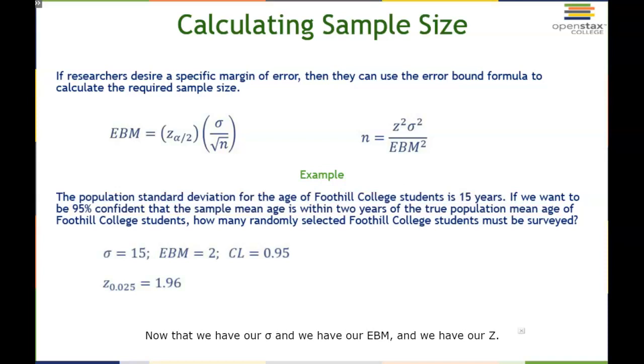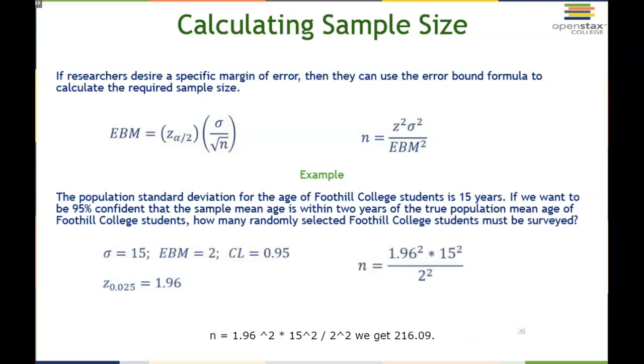Now that we have our sigma, and we have our EBM, and we have our Z, we can throw it into the calculation and figure out how many people we have to survey. N will equal 1.96 squared times 15 squared, all divided by 2 squared. We get 216.09. Now here's the thing. People do not come in 0.09 sections. Therefore, when we're talking about N, we have to talk about whole people, and therefore we will always round up to the nearest integer. So 216.09, we'll need to ask 217 people must be surveyed.